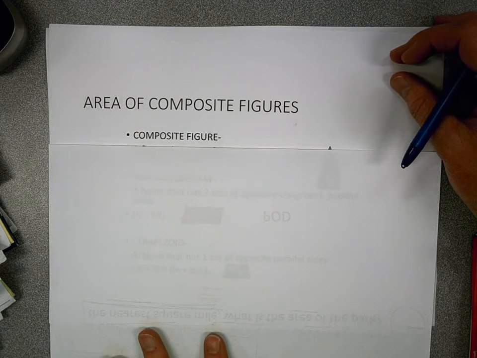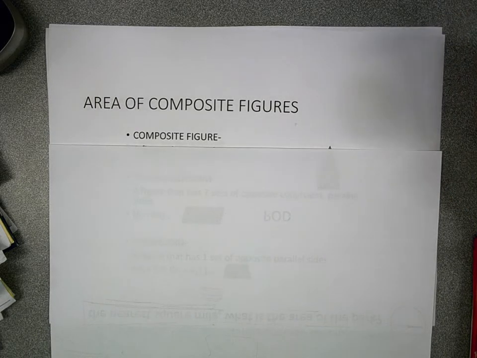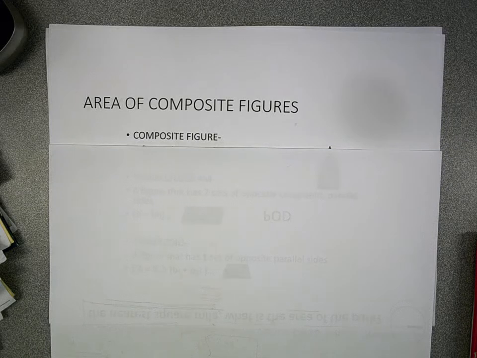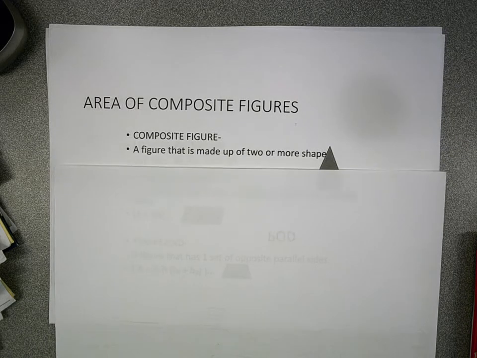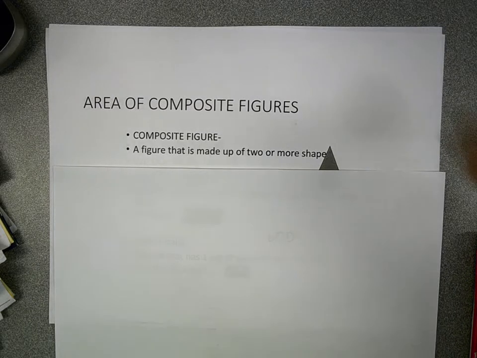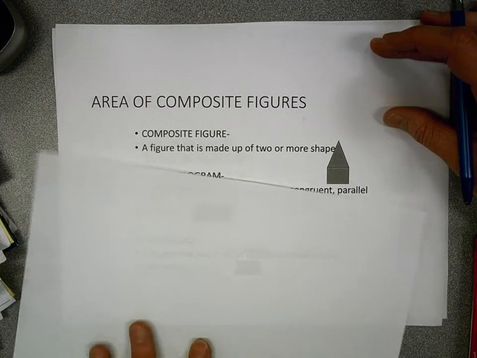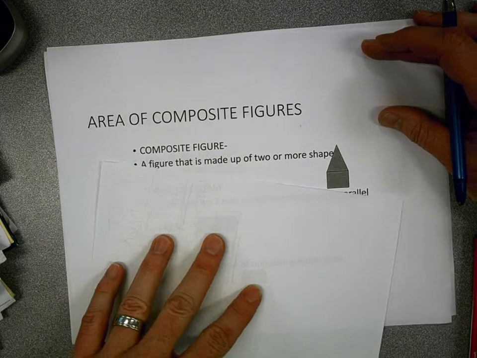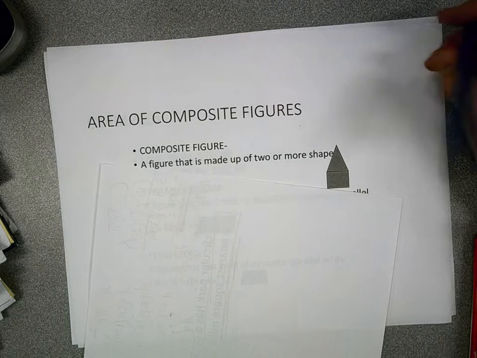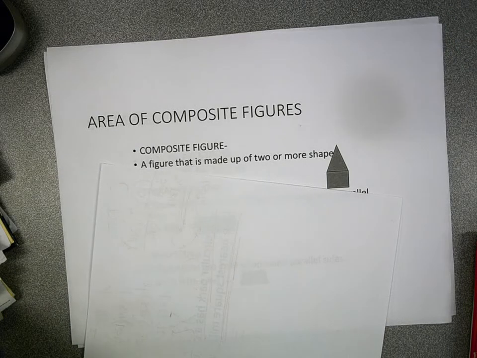Our very first word is exactly probably the word that you were wondering about, and that is the phrase composite figure. Everyone? Composite figure. So here's what a composite figure is. It's a figure that is made up of two or more shapes. So what I want you to do is go ahead and draw that composite figure right there.